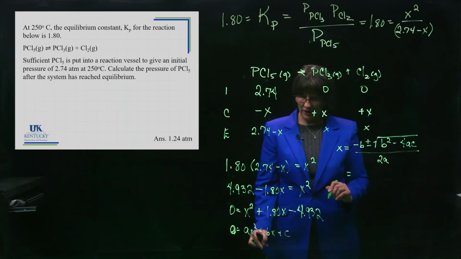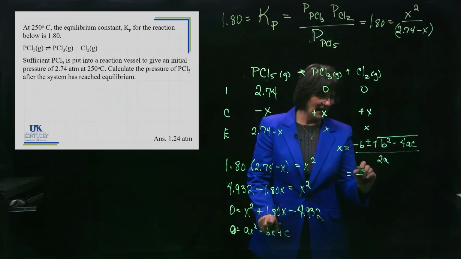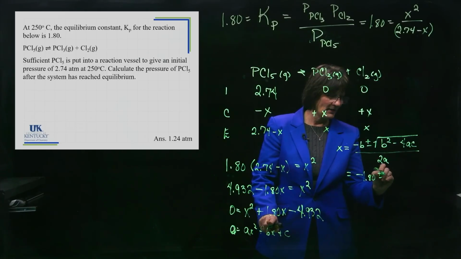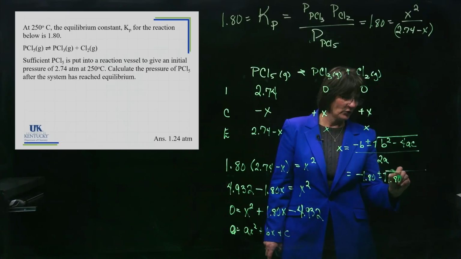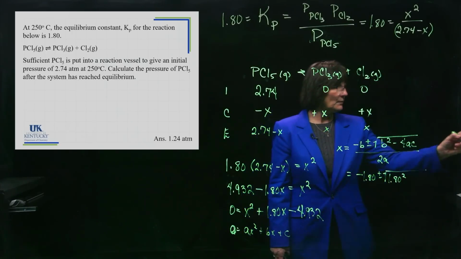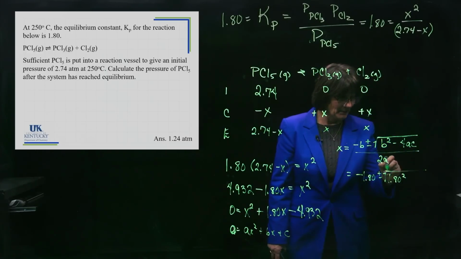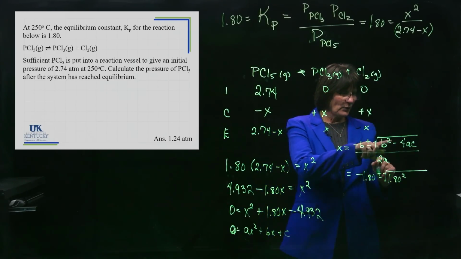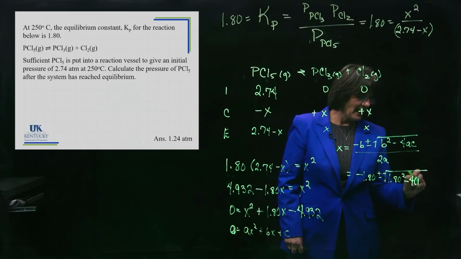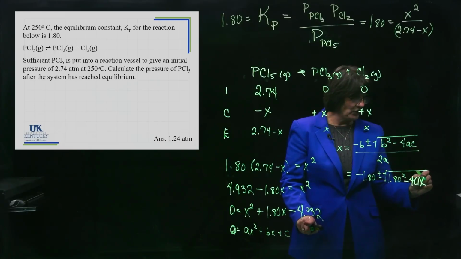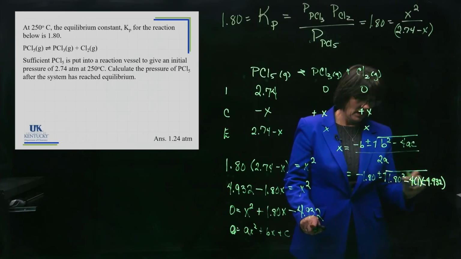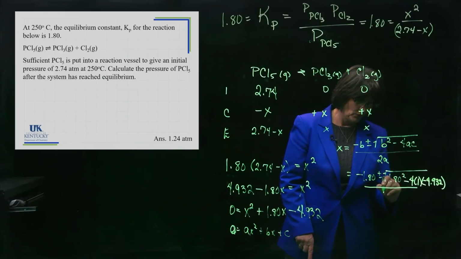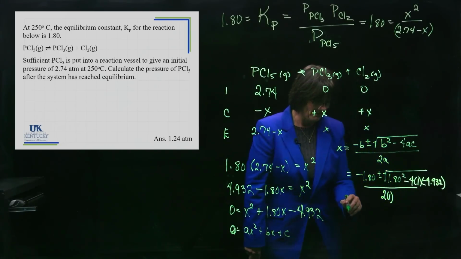So we can plug in our values. B is the 1.80. It's a negative b, plus or minus the square root of b squared. That's 1.80 squared. I'm going to make my pen work a little bit more here. Let's see if I can get some ink flowing. A little bit better. B squared minus 4 times A, which was 1, times C, which is a negative 4.932, all over 2A, which was 1. Okay, so we keep working.